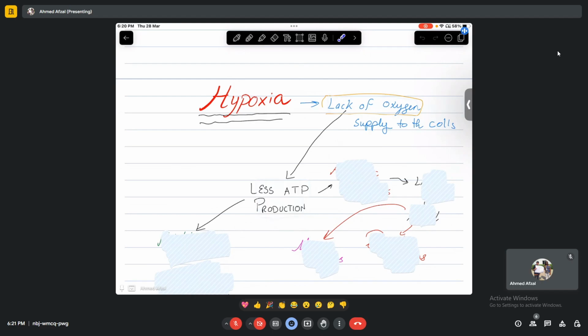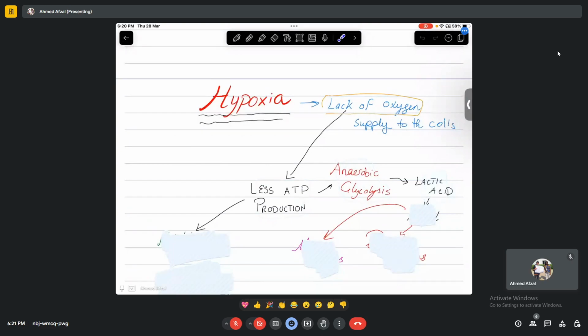So having less oxygen would lead to less ATP production because oxygen is the final acceptor in the electron transport chain. You need it for ATP production. So when less ATP is produced, Ma'am Rama, can you tell me what type of respiration would take place? Anaerobic respiration. Yay. And what's the product for anaerobic respiration aside from pyruvate? Lactic acid.